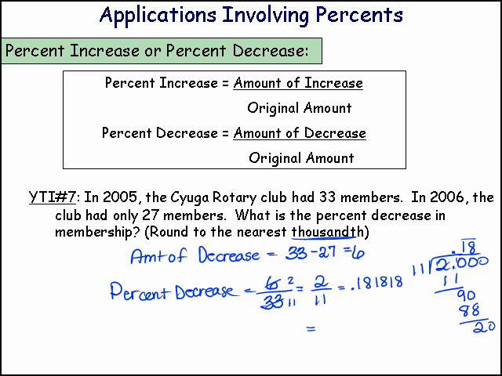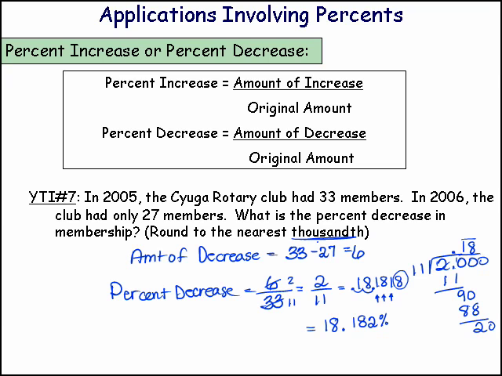Well, to put it into a percent, we need to move the decimal over 2 places. So we get 18 point, it said to round to the nearest thousandth. So let's go out to the thousandth. There's tens, hundreds, there's the thousandths position. So noticing here, this right here is an 8, so we got 18.182%.